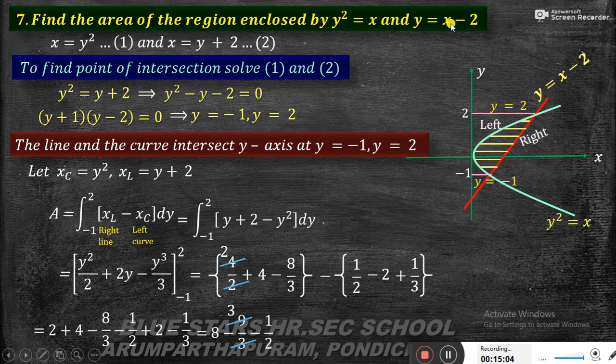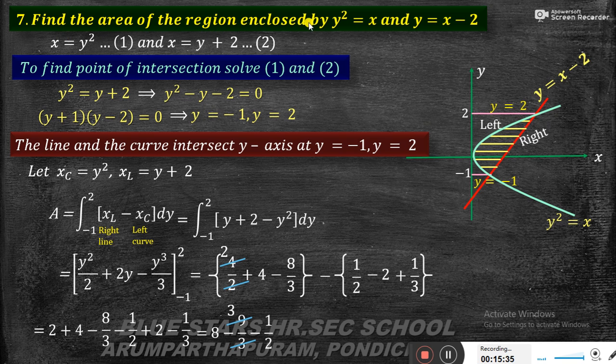For the line equation, we find the points: we take x equal to 0, then y equal to minus 2, so the point is 0 comma minus 2. Next y equal to 0 means x equal to 2, so the point is 2 comma 0. So we draw the line. Now here you see the question, they ask to find the area of the region.